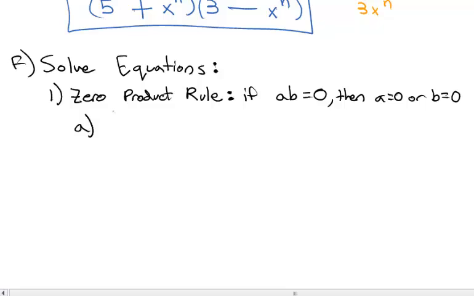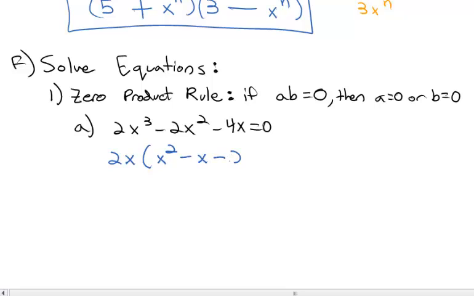So if I have 2x cubed minus 2x squared minus 4x equals 0, and we want to know our possibilities for x, first thing we always look for when factoring is the GCF. You'll notice all factors are divisible by 2 and x. That leaves behind x squared minus x minus 2 equal to 0. Continuing to factor the remaining trinomial, we get x minus 2 and x plus 1 using guess and check.